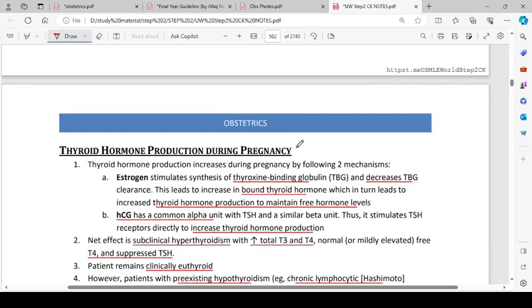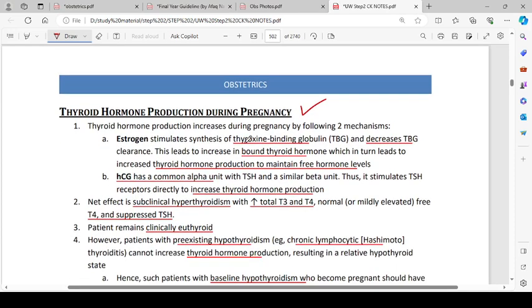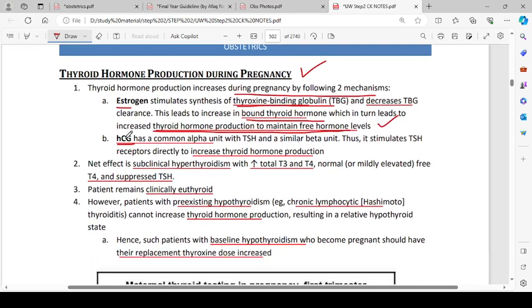So, thyroid hormone production during the pregnancy. Thyroid hormone production increases during the pregnancy by following two mechanisms: estrogens and HCG. Estrogen stimulates the synthesis of thyroxine binding globulin and decreases the thyroid binding globulin clearance. This leads to increase in bound thyroid hormone, which in turn leads to increased thyroid hormone production to maintain free hormone level. HCG has a common alpha subunit with TSH and a similar beta unit. Thus, it stimulates the TSH receptor directly to increase the thyroid hormone production.